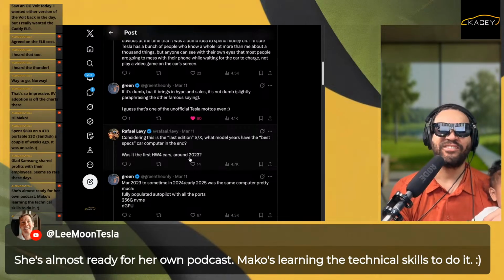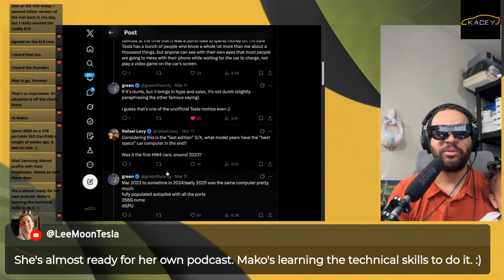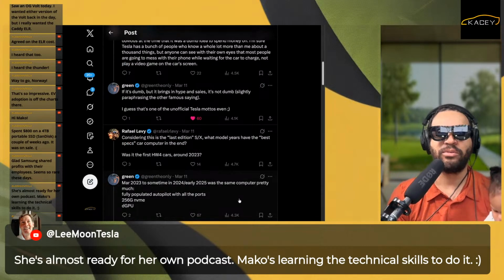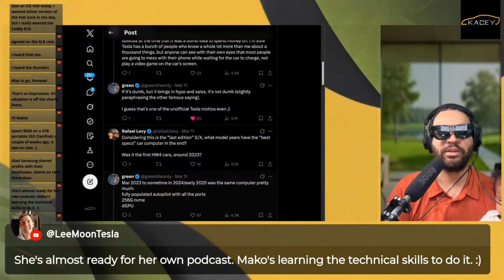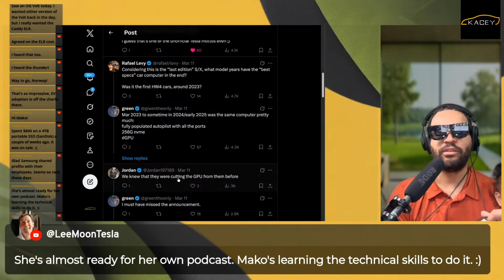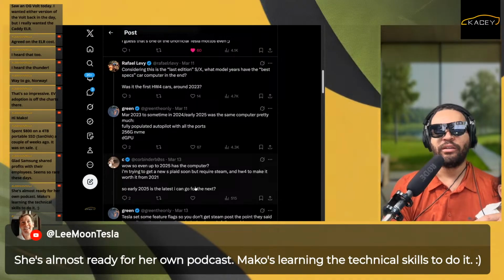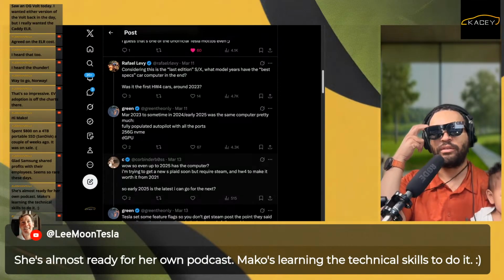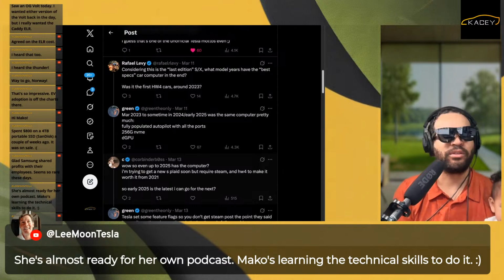Considering this is the last edition of S and X, what model years have the best specs on the computer? I wouldn't worry about which has the best computer. Worry about the one you can get. March 2023 to sometime 2024, 25 with the same computer, pretty much fully populated, autopilot with all the ports, NVMe. Yeah, but was that same one with all the cameras? Or was it the one with the less full cameras? So even up to 2025 has a computer. Oh, that's kind of cool. I was trying to get a new Plaid, but it requires Steam. Why do you require Steam in your car? What are you doing? Steam and hardware to make it worth it to jump up from the 2021.